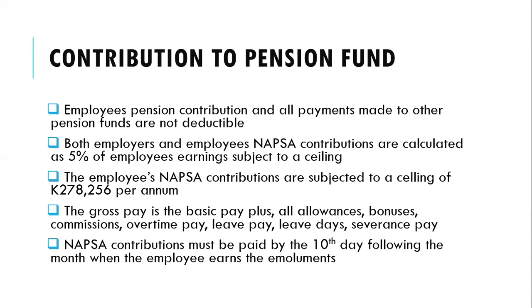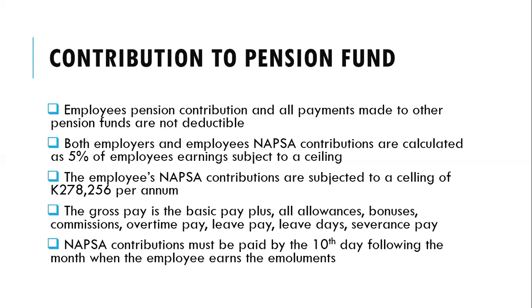So both employers and employees NAPSA contributions are calculated as 5% of employees' earnings, subjected to a ceiling. The employees' NAPSA contributions are subjected to a ceiling of 278,256 per annum. So this is just for knowledge sake, but we had to include it as well. Now the gross pay is the basic pay plus all allowances, bonuses, commissions, overtime pay, leave days, and severance pay, which is basically a compensation for loss of employment, right? NAPSA contributions must be paid by the 10th day following the month when the employee earns the emoluments.